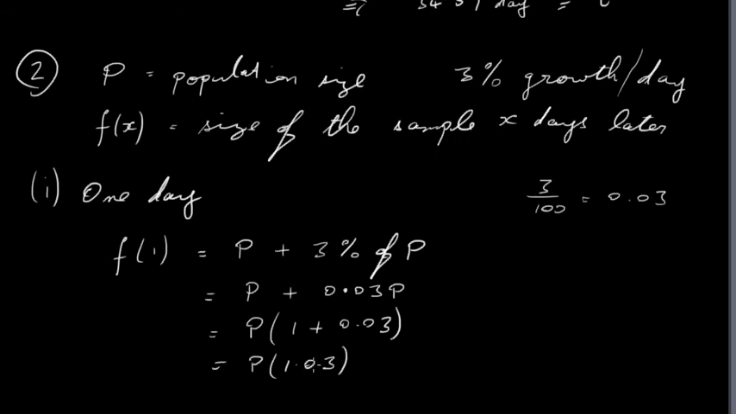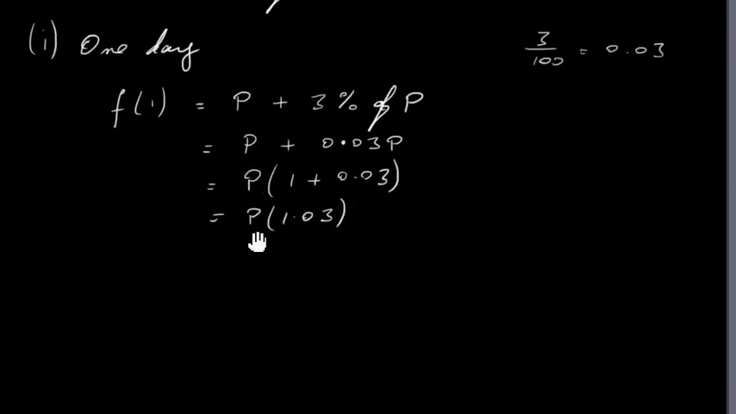P times 1.03. So the size of the sample is multiplied by a factor of 1.03 over a period of 1 day. So after 1 day we can multiply our original population by 1.03, and that will give us our population after 1 day. Okay, so let's just move that on a bit further.